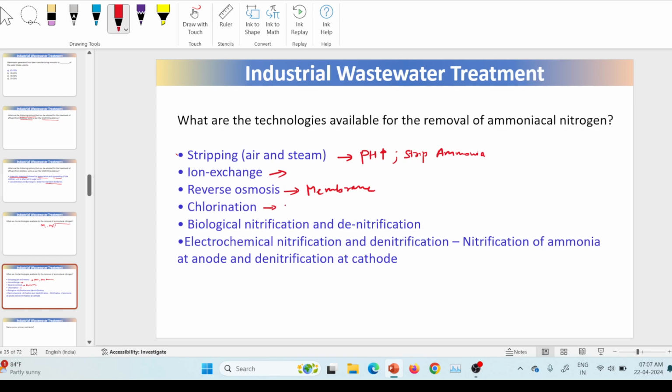Chlorination means we apply chlorine, and at break point chlorination, the ammonia will be removed. Biological nitrification and denitrification, so for this we can go to biological systems. Electrochemical nitrification and denitrification: in this, nitrification of ammonia occurs at the anode and denitrification at the cathode. So due to oxidation and reduction, the ammonia can be removed.